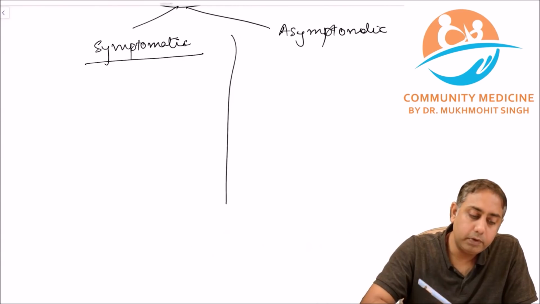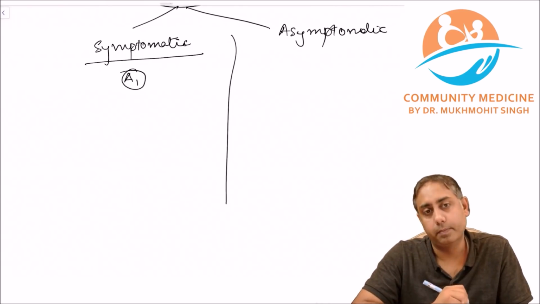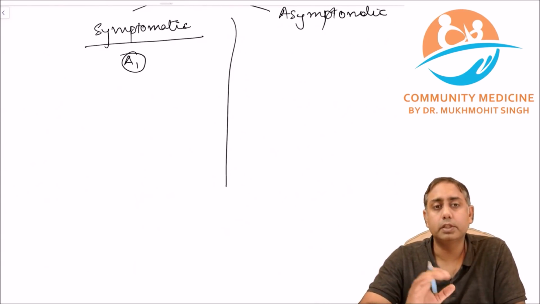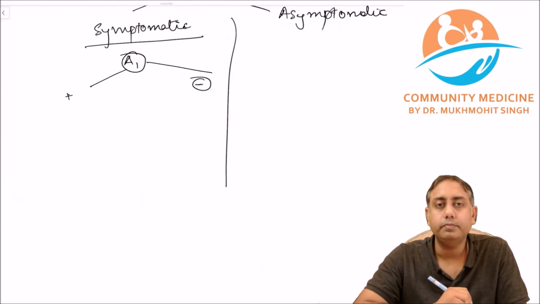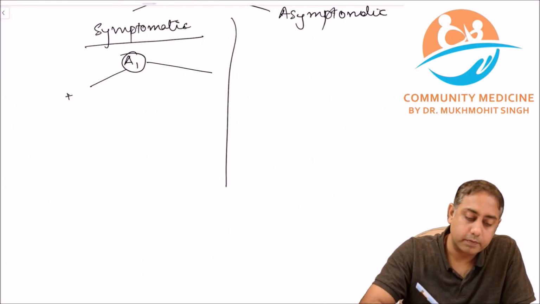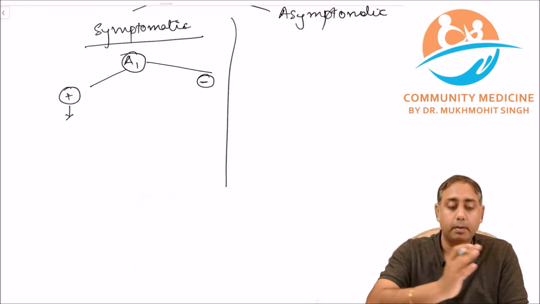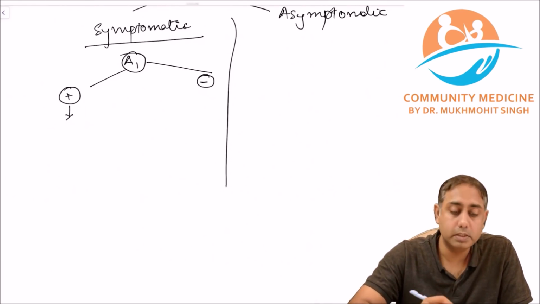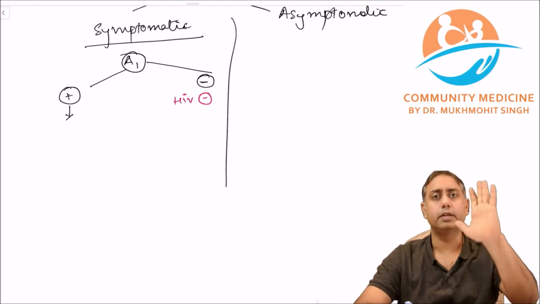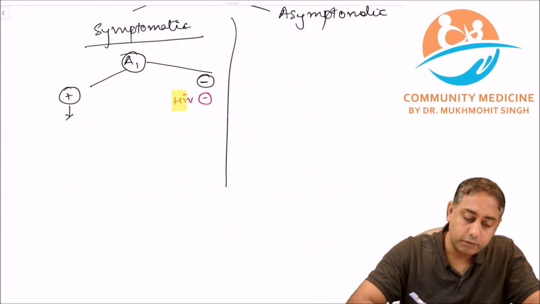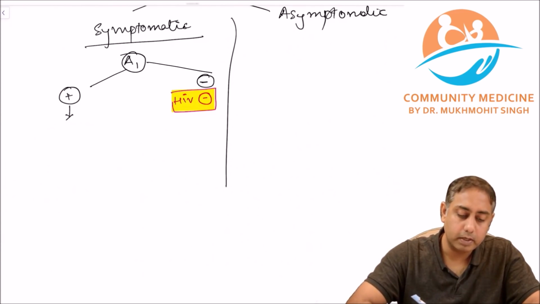If they are symptomatic, we will do the first investigation that is called A1. Now A1 can be positive, A1 can be negative. If A1 is positive, that means we shall do something. But if it is negative, please remember this is declared as HIV negative. If the first assay is negative, it is HIV negative. That's the take home message. So this patient is declared as HIV negative.